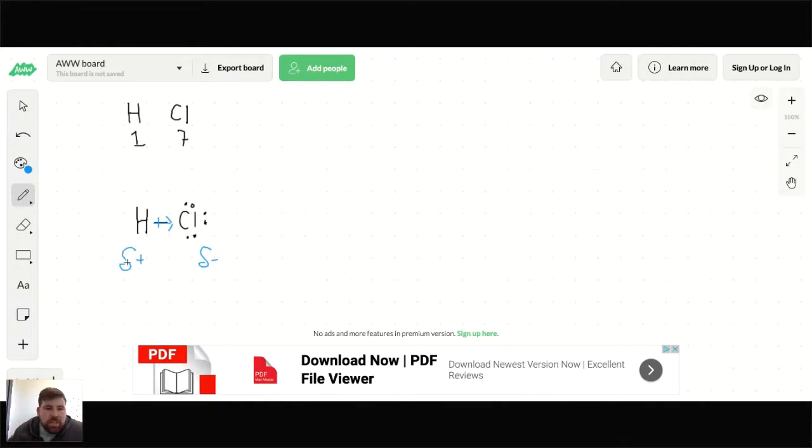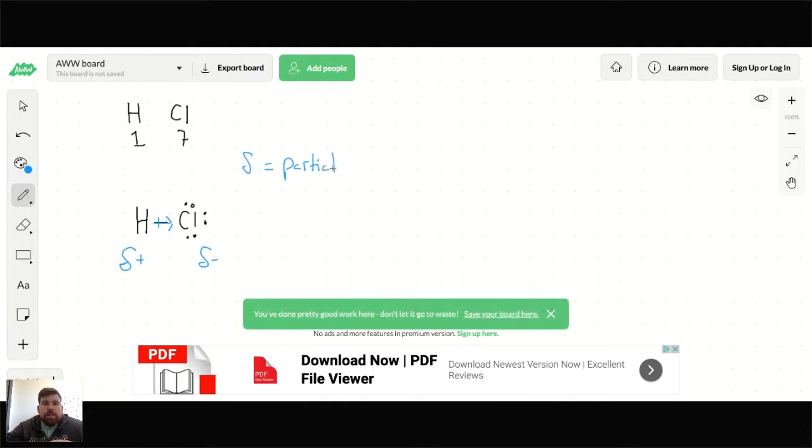So we draw these delta signs, which just means partial. That looks like an S, so I'm just going to connect that there. It's the lowercase delta. It's not as strong as an ionic charge, so that's why we don't say a full positive or full negative. We just say partially positive or partially negative.